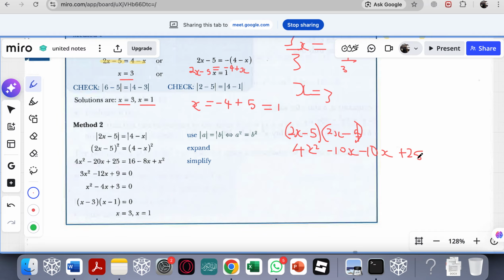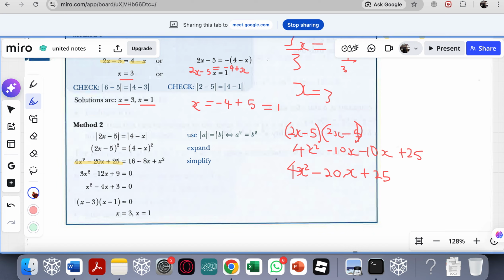So it becomes a quadratic, right? You see it's a quadratic function. So that's how we got this one on the left: 4x squared minus 20x plus 25, okay? Then you also do the same. You expand 4 minus x. You square it, and then you expand it.